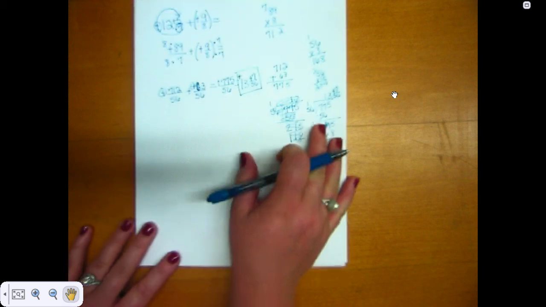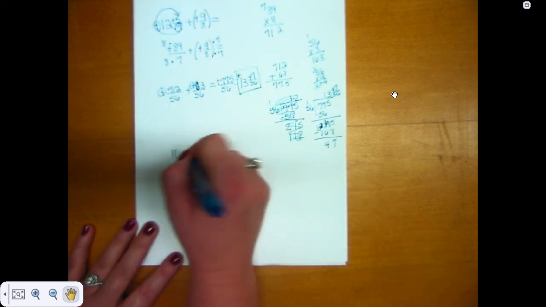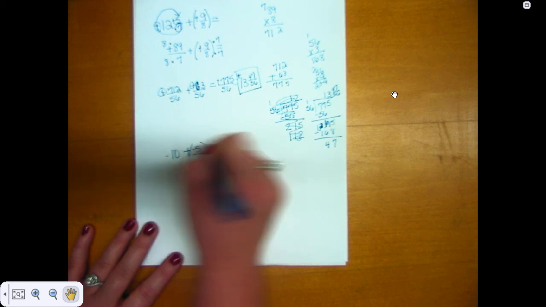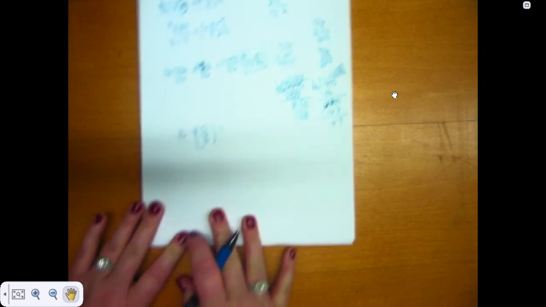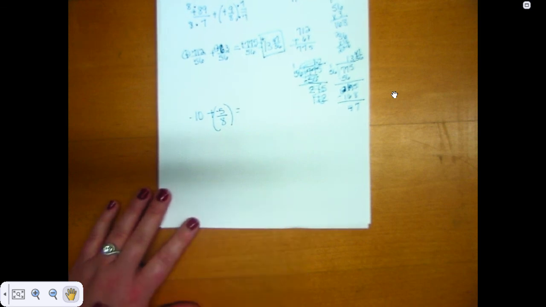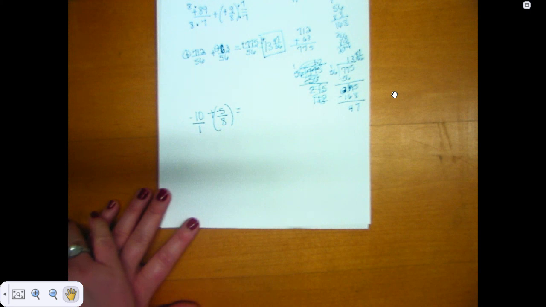Let's do one more. This time I'm going to do this. Negative 10 plus negative 5/8. And you're saying, Miss G, there is not a fraction there, but we know that all whole numbers are fractions as long as you put them over a 1.